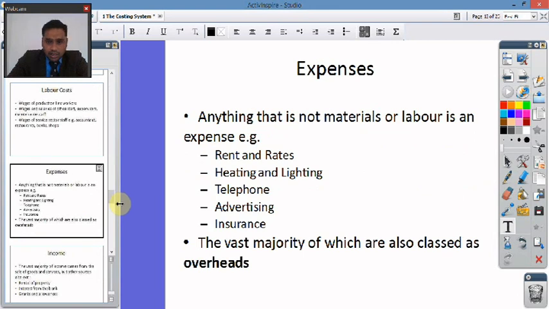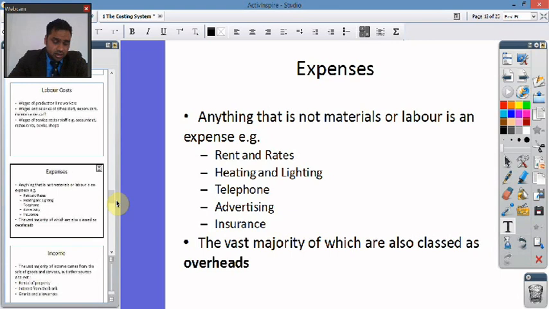Expenses, that is anything else that's not labour or materials. So you have these other costs that are not labour or materials. You've got rent and rates, you've got heating and lighting, you've got telephone, you've got advertising, you've got insurance. These are also known mainly as overheads.